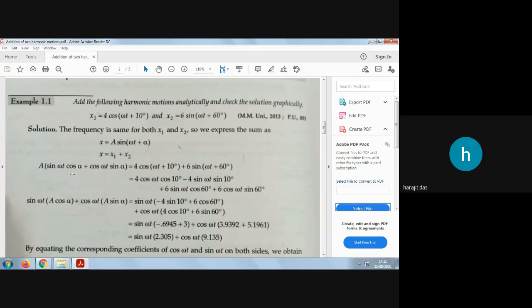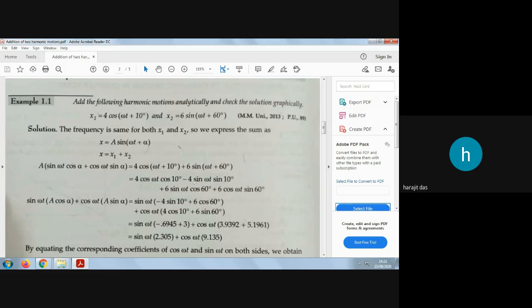In the earlier case, it was A sin, so sin omega t will come out with A cos alpha, then cos omega t with A sin alpha. So what we will actually do is compare the coefficients on the left hand side and right hand side. After you calculate from the calculator, cos 10 degrees will have some value. Then sin omega t, you can make common from this long expression.